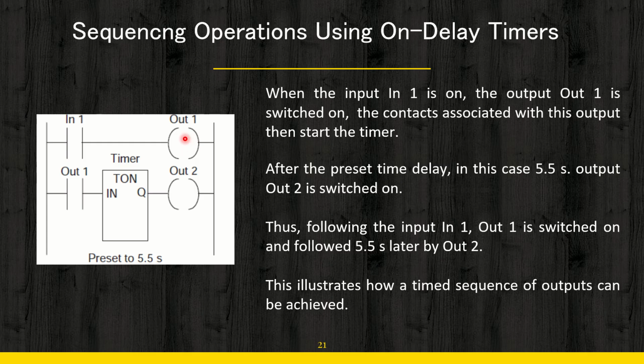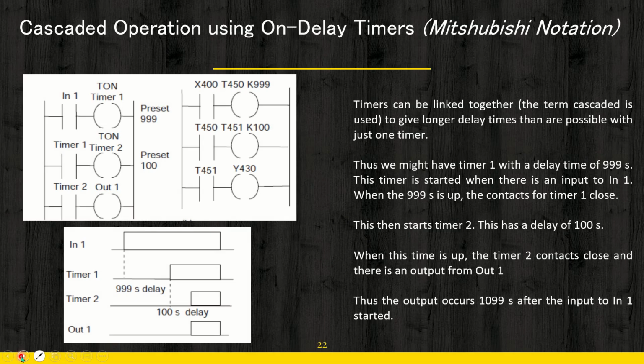If you connect one LED at this coil and another LED at this coil, then very simply you can find that whenever you put the switch on, one of the LEDs will be glowing immediately. After 5.5 seconds, another LED will be glowing. So if you need some sort of sequence operation to be performed during a process, then you can definitely use on delay timers in the fashion that I have just shown to you.